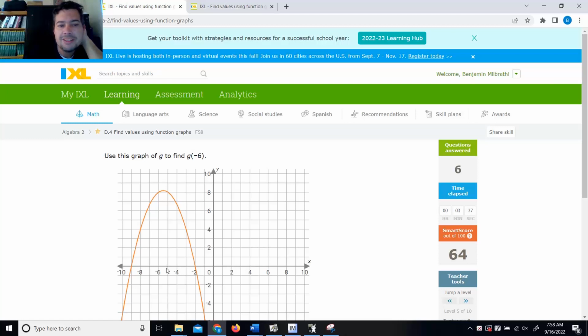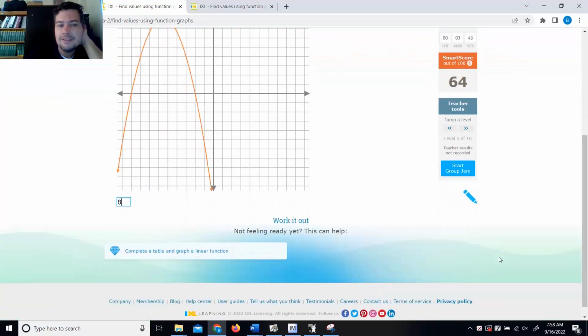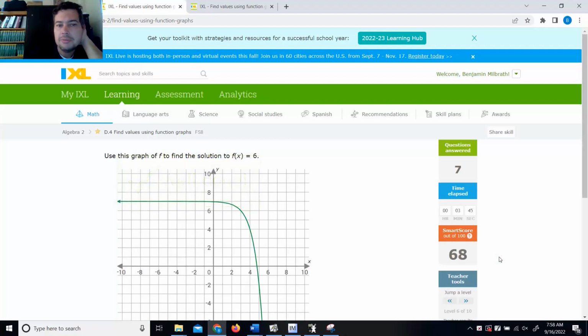Ooh, they used a negative number. g of negative 6. Scroll up. 8. Well done, Milbrath, well done. f of 6, or f of x is 6, 3.